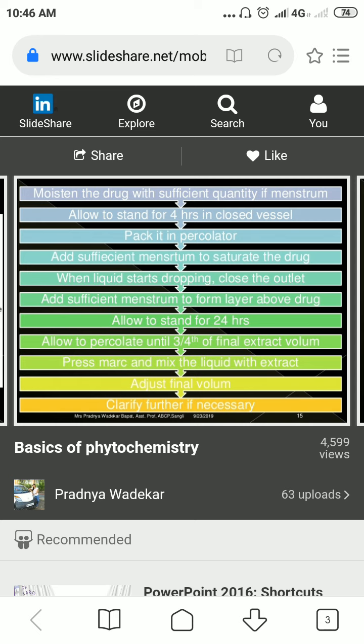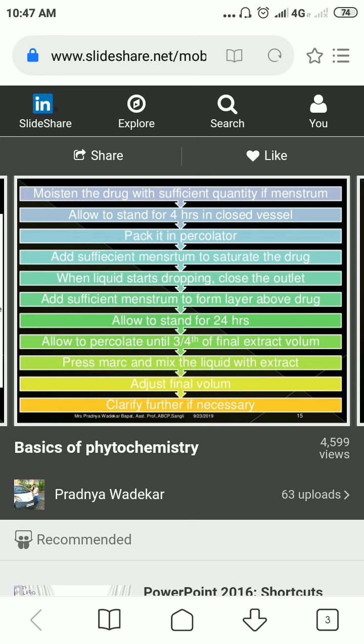It is almost related to the maceration method, but here there is continuous passage, because after saturation we add more solvent to form a layer above the drug powder. Allow to stand for 24 hours. As compared to maceration, less time is required in percolation. Allow to percolate until 3/4 of the final extract volume, meaning you open the valve and drain the highly saturated extract obtained after 24 hours.